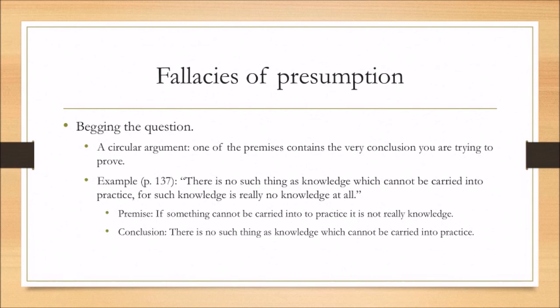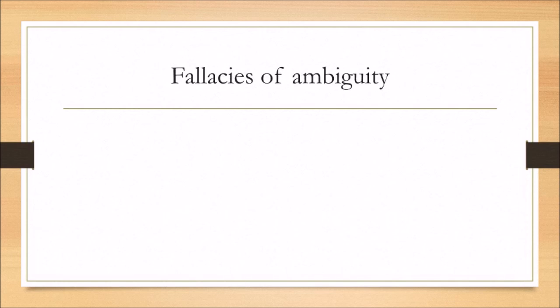This isn't an argument for the conclusion, it's just the conclusion restated. It's saying there's no such thing as knowledge which cannot be carried into practice, for actually there's no such thing as knowledge that can't be carried into practice. This is an example of begging the question. Okay. Finally, there's fallacies of ambiguity. This is when you have something changing meaning in the middle of the argument that messes it up.